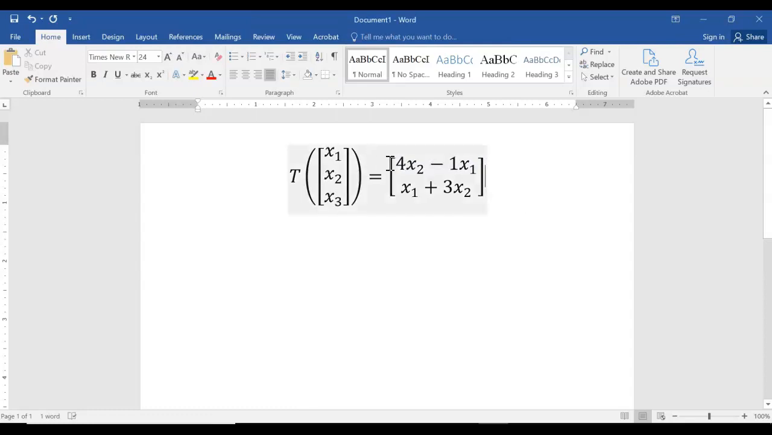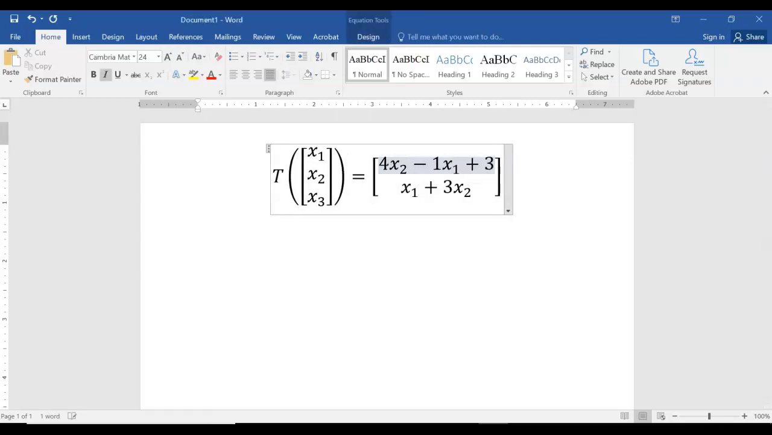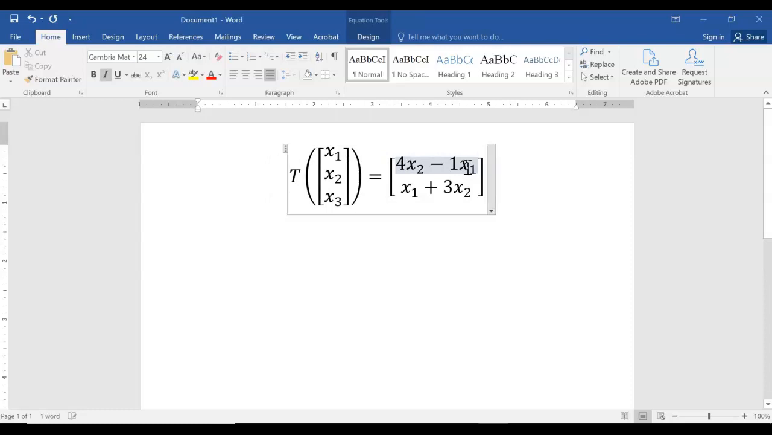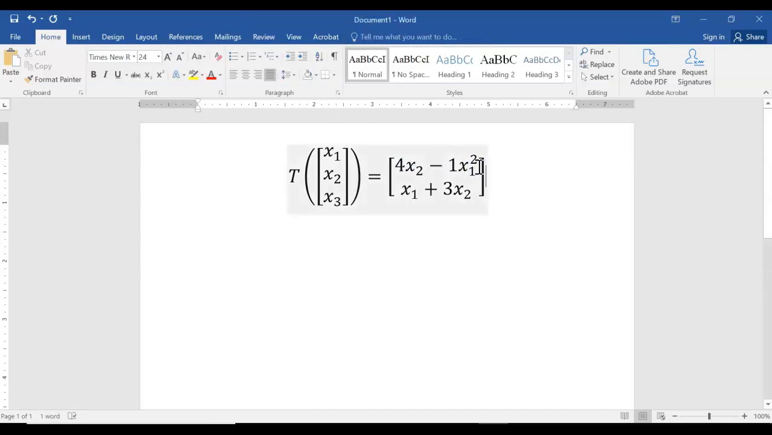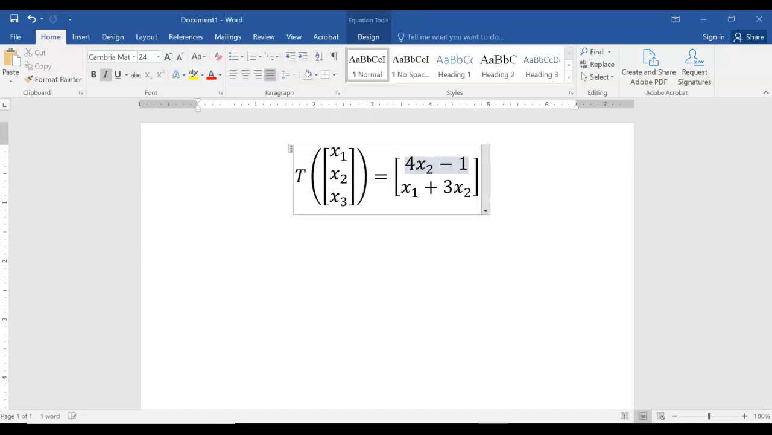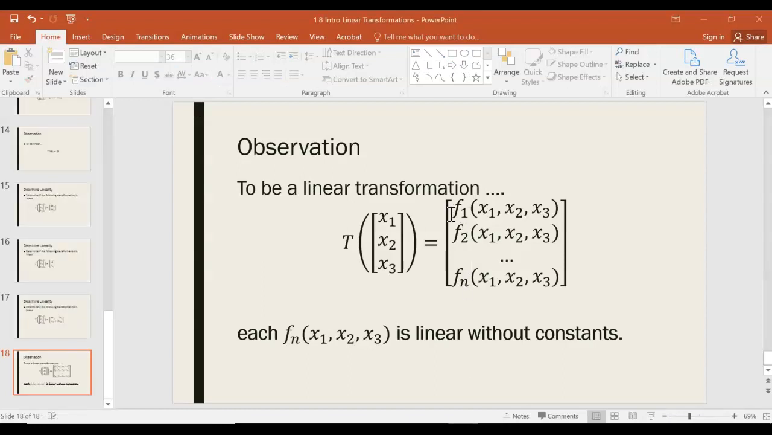Okay, so this would be a linear transformation. If you added a +9 or a +3, that would not be a linear transformation. And if we did something weird with one of our variables, like took a square, tried to square our variable, that would obviously not be a linear transformation either. So squaring variables, having constants lying around, doing other things to our variables makes it not linear. So we have to have linear entries without any constants lying around. All right, so to be a linear transformation, it needs to look like that.